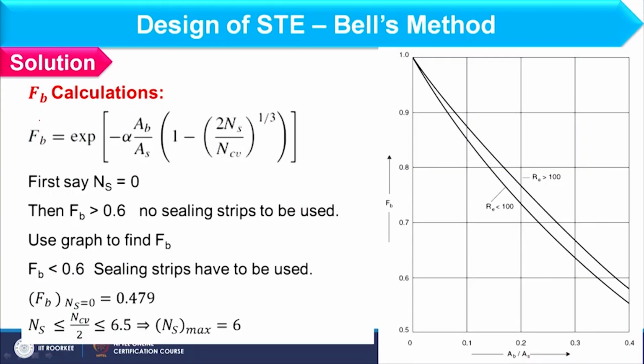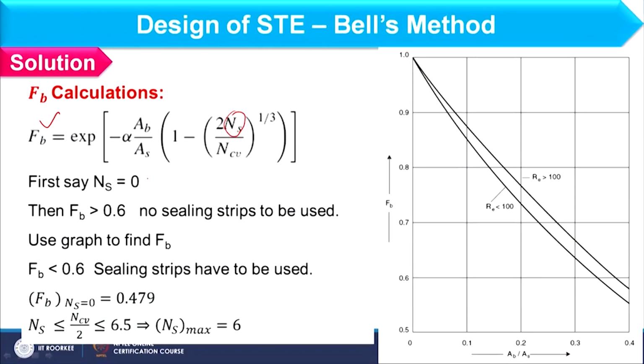As far as the bypass correction factor is concerned, here we have the expression for FB, where the number of sealing strips is given as NS. First of all we should find out whether sealing strips are required or not, and to calculate that we should consider NS equal to 0 in this expression to find out the FB value, right. So, considering NS as equal to 0, we can find out FB based on AB and AS values.